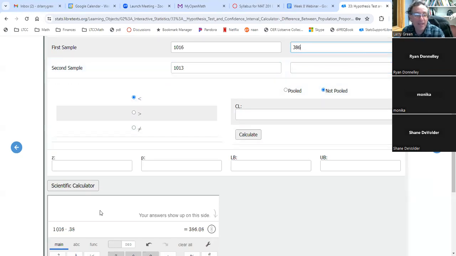And similarly, I'm going to take 1013 times 41% or 0.41, and it gives you about 415. Any questions on that? That clear?